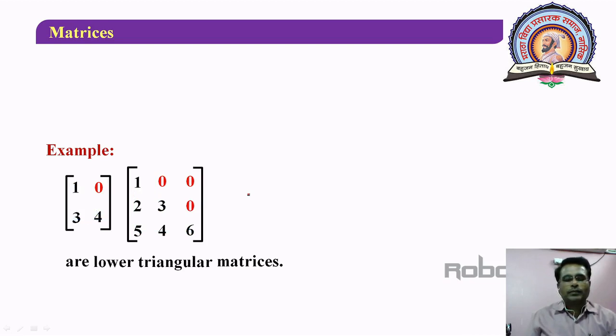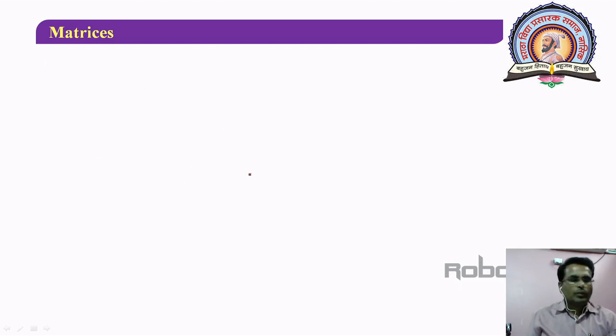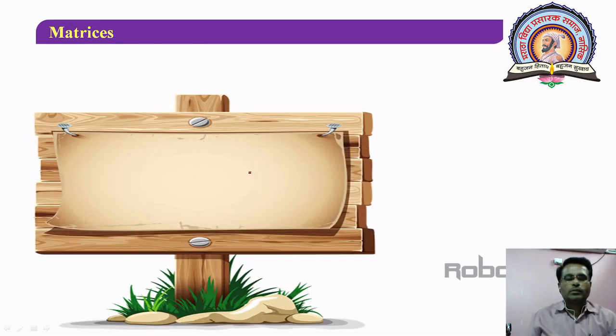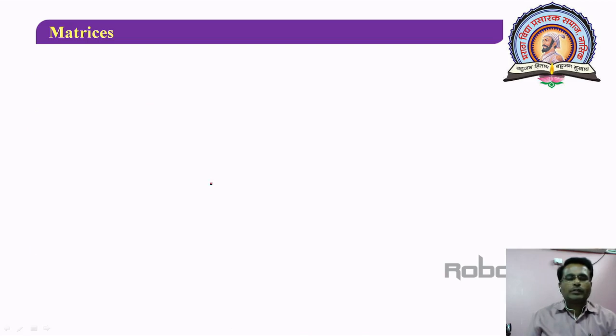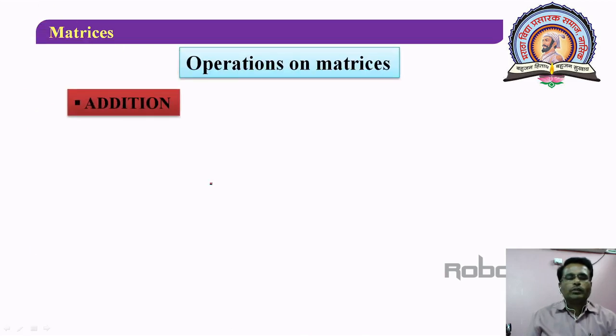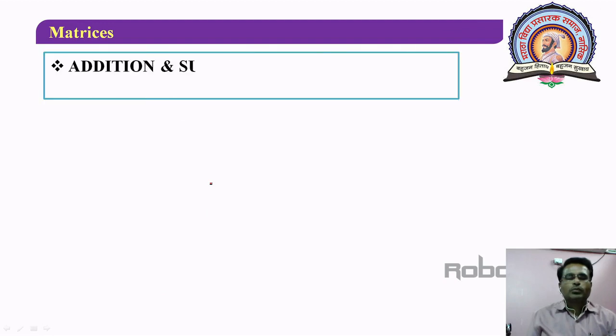So the next type is lower triangular. Therefore the definition is: it is a square matrix, all elements above the diagonal are 0. This way you can consider a square matrix which is becoming lower triangular or upper triangular. Then next we have to consider some basic operations on matrices, in which we are going to consider addition, subtraction, and transpose. So let us consider addition and subtraction.